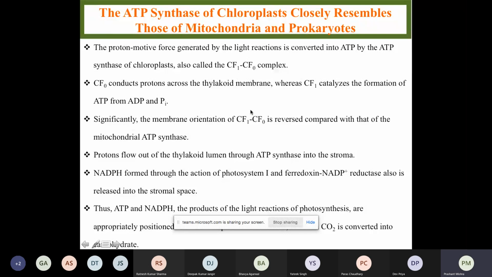The membrane orientation of CF1 and CF0 is significantly reversed compared with the mitochondrial ATP synthase. In mitochondria, the F1 part is towards the mitochondrial matrix and the F0 part is outside. So what you are learning here is that from the grana, the orientation is the reverse one. Proton flows out of the thylakoid lumen. So the thylakoid lumen, you have seen here, the membrane is present on the inner surface, which is called the thylakoid lumen, and where the synthesis of ATP is happening, and NADPH formed through the action of photosystem 1 and ferredoxin NADP plus reductase is also released into the stromal space.